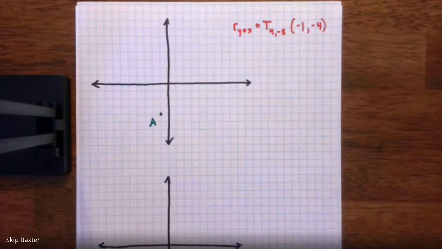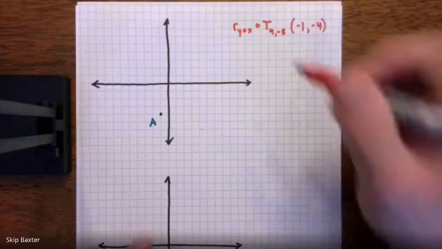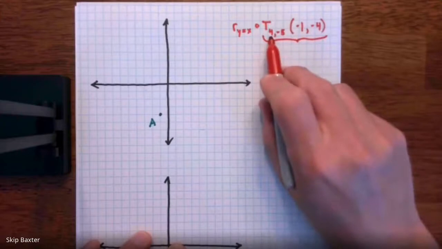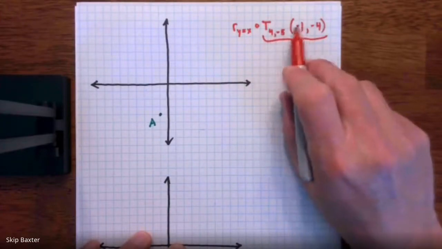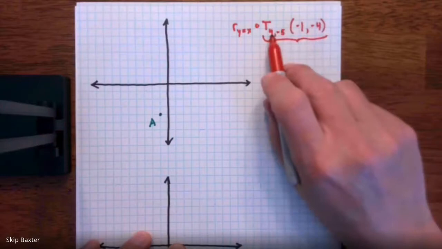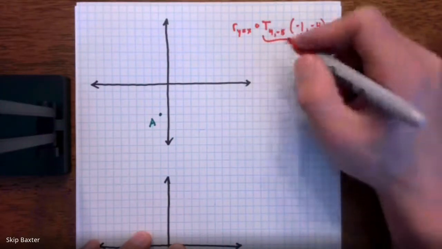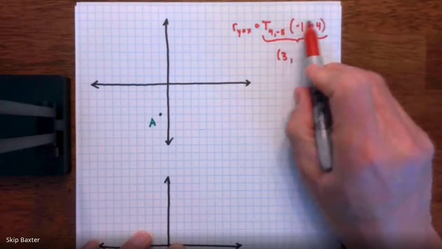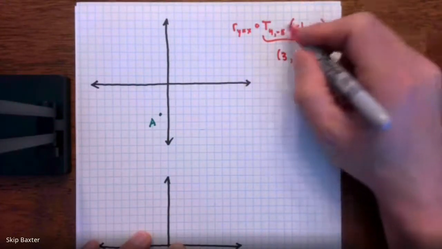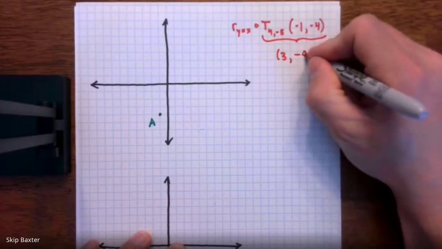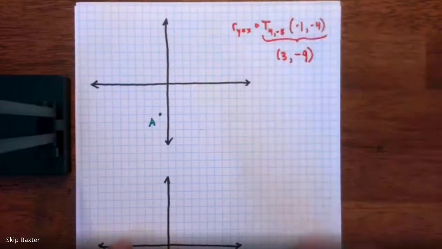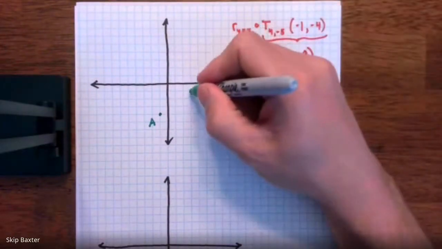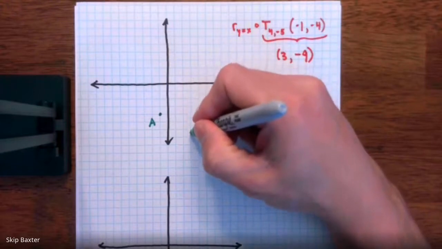Okay, so according to our rules, the first thing we're going to do is the translation part. Remember, to get that image, I just add to the x value and add to the y value. I'm going to add 4 plus -1, which is 3. And I'm going to add -5 plus -4, which is -9. So that gets me to (3, -9). 1, 2, 3, 4, 5, 6, 7, 8, 9.